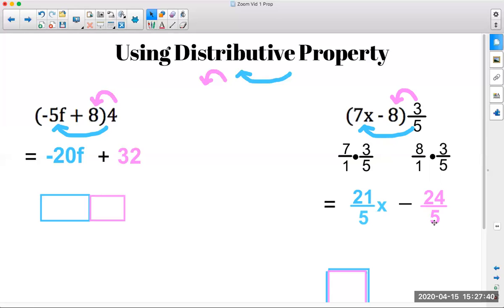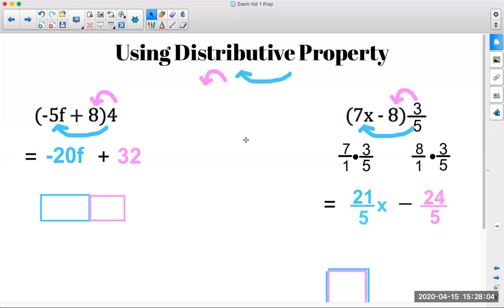It's a plain number. And this term, or this piece, has the x being multiplied with it. So we cannot combine these two. We can't subtract them because the 21/5 is being multiplied by x, but the 24/5 is not. So we have to leave it like this.